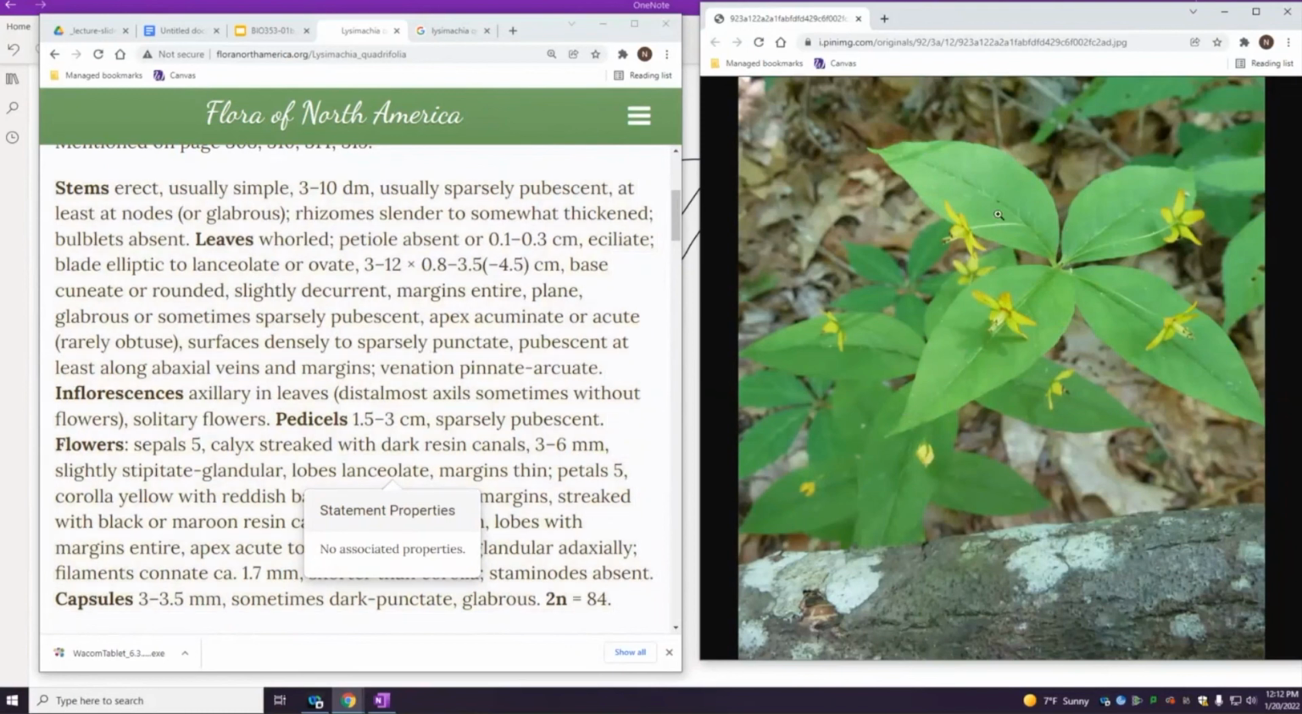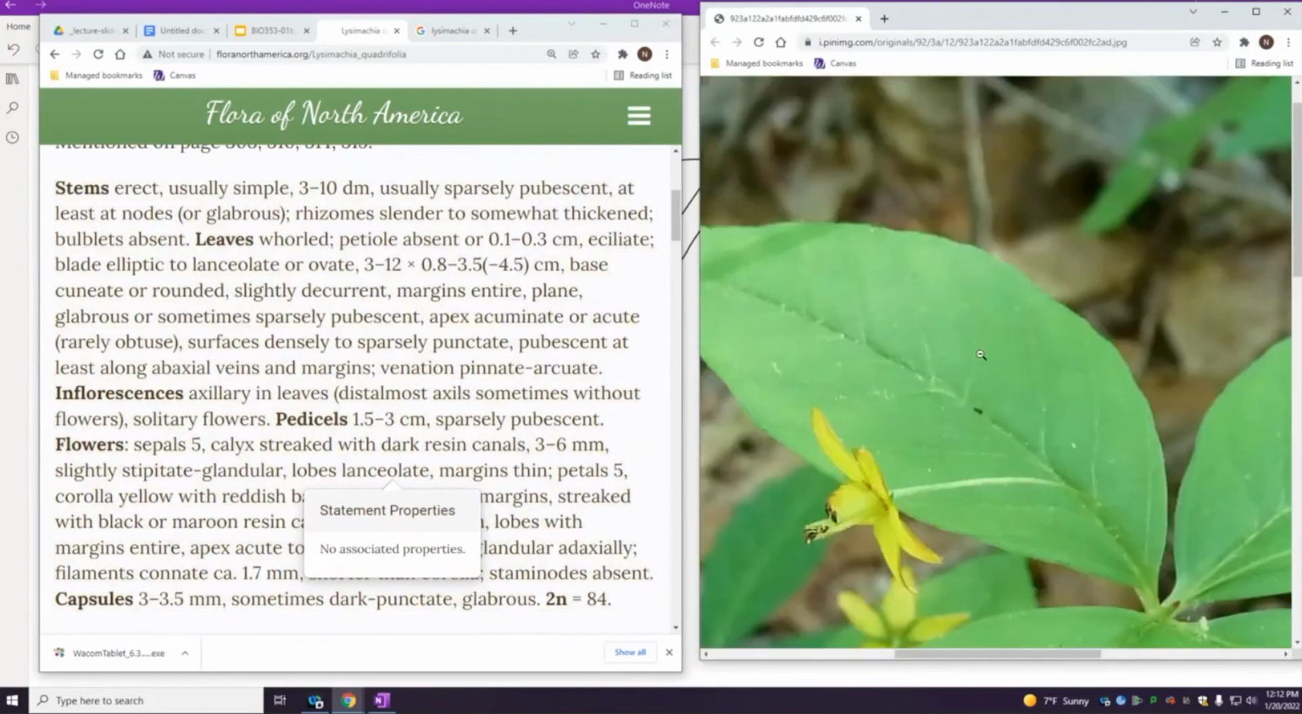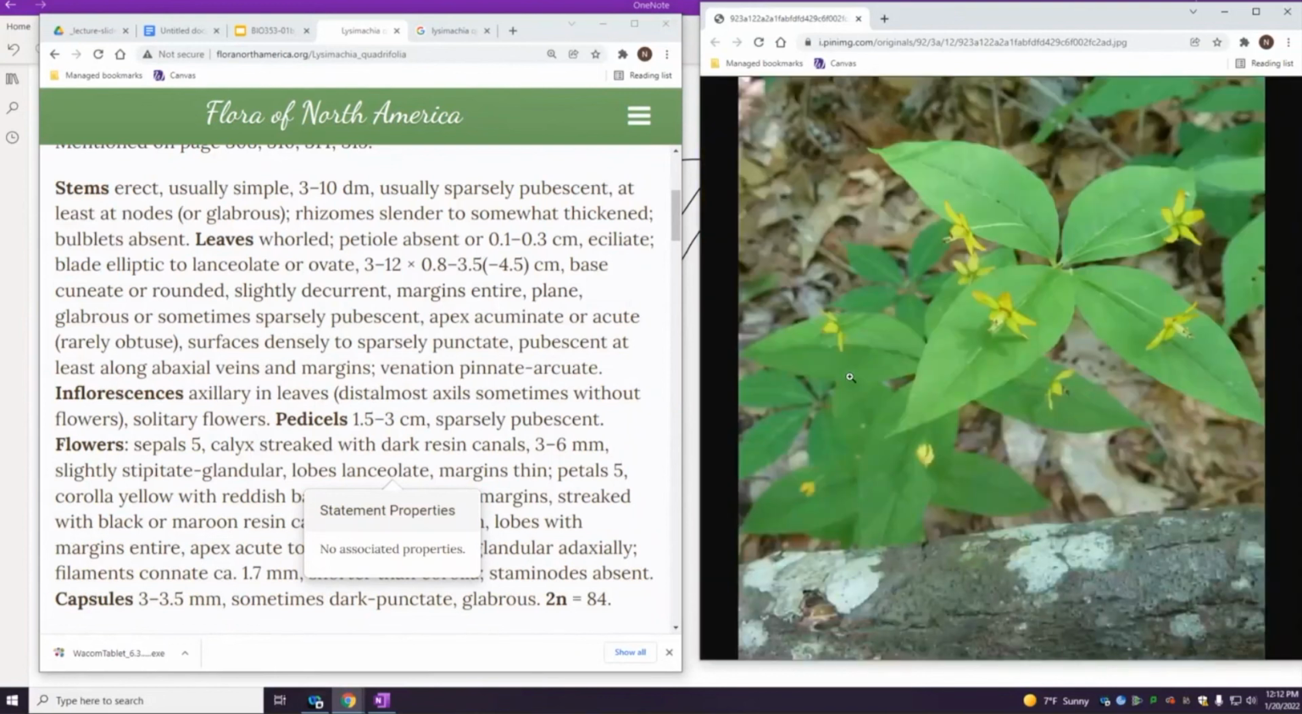Glabrous or sometimes sparsely pubescent, a little hard to see on a photograph, but it has a kind of roughened look to it, maybe has some hairs on there. Venation pinnate, so secondary veins coming out along the mid vein. Densely to sparsely punctate. The main leaf pubescent at least along the abaxial veins and margins. There's abaxial for you, though we don't have any images of the abaxial side looking down on the top of this plant.